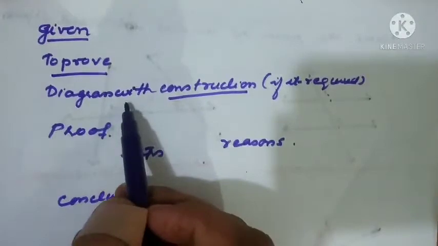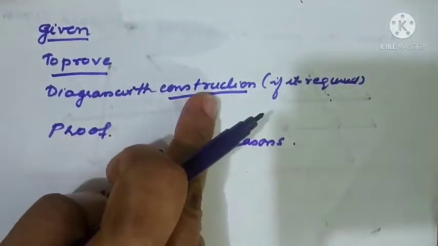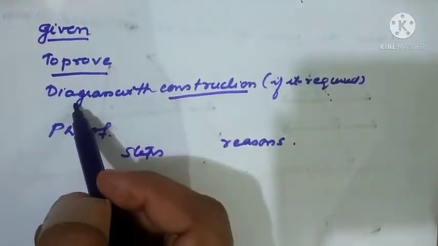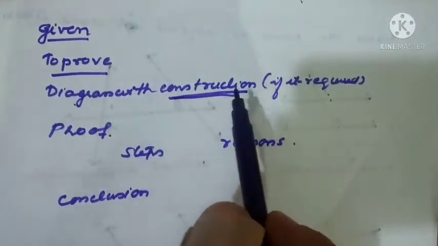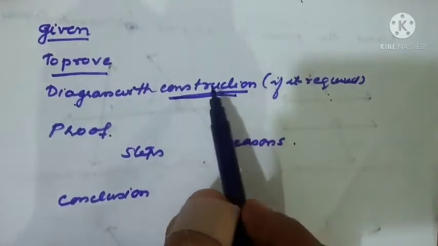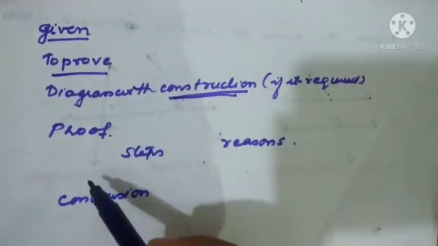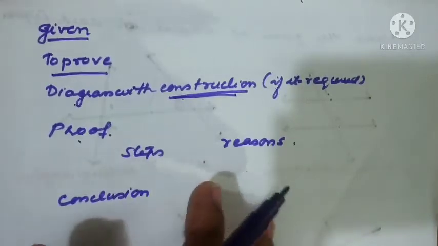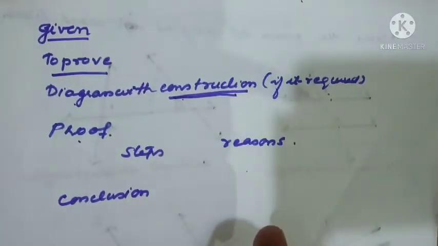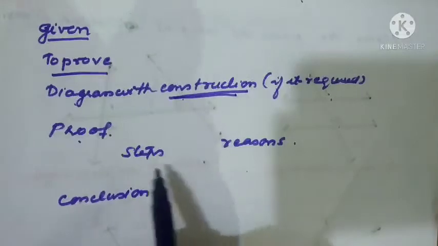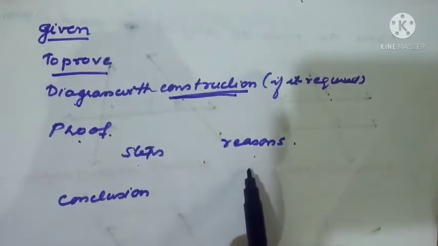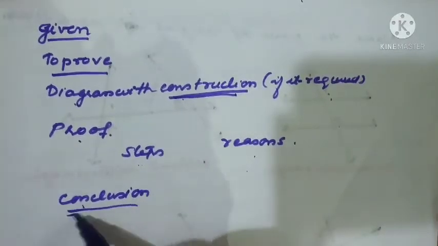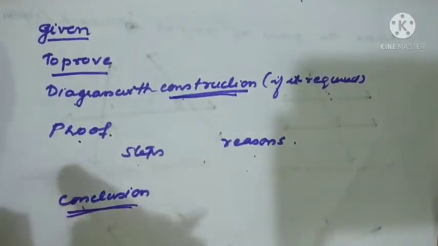Next, diagram. A diagram is required. Sometimes the diagram is given in the question. If the diagram is required, you should draw the diagram on the right side, and a construction is optional. Sometimes we require additional construction for proving the theorem. That time we should show the construction, and the proof, that is the argument we are putting forward for proving the theorem. It has steps as well as reasons. Whenever you are writing the steps, it must have a reason also. Then what is the last step? Conclusion. Now we learn these steps in the exterior angle property of the triangle only.